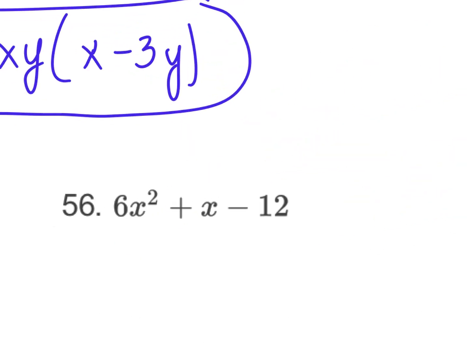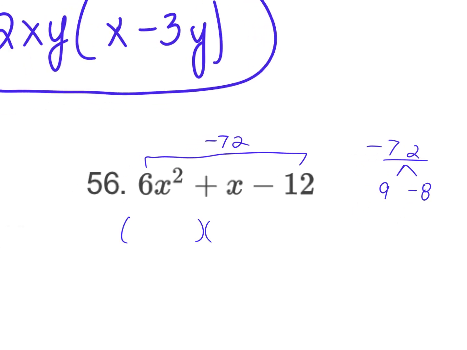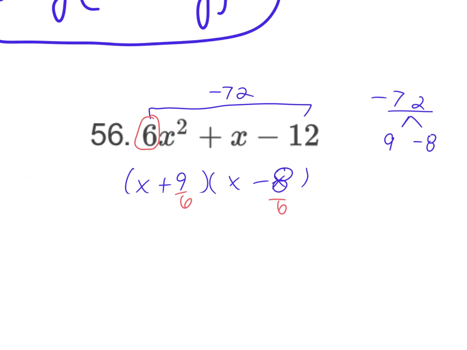All right, moving along. Very similar problem. A times c. There's no GCF, so I'm going to say 6 times -12 is -72. What are the factors of -72 that multiply to give me -72 and add to give me 1? It's going to be a +9 and a -8. So in the front of each parenthesis, I have an x, a +9, a -8. I'm going to take my a term and divide both of these by 6. If you notice, neither of these simplify completely, but we can simplify these fractions a bit to make our fractions a little smaller.